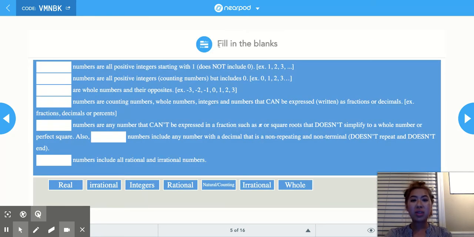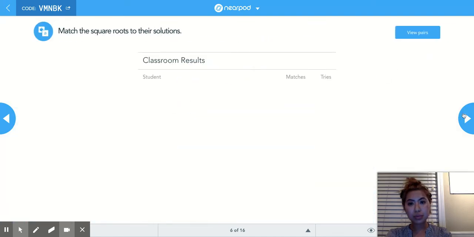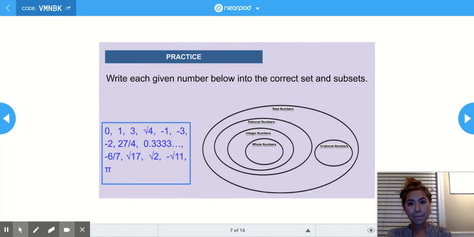Then we have an activity where you have to fill in the blank by matching the vocab words of real, irrational, integers, rational, counting / natural, irrational, and whole into these definitions. Then we have a practice. So we have to write each given number below into the correct set and subset.